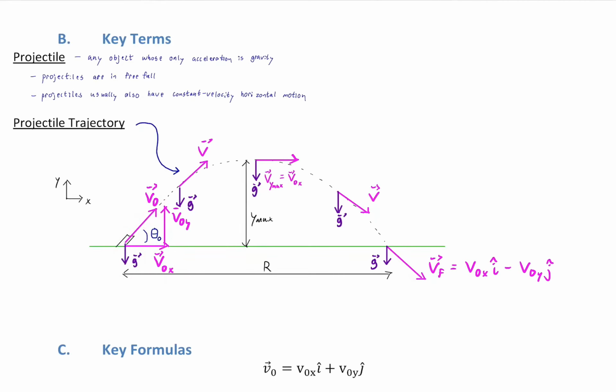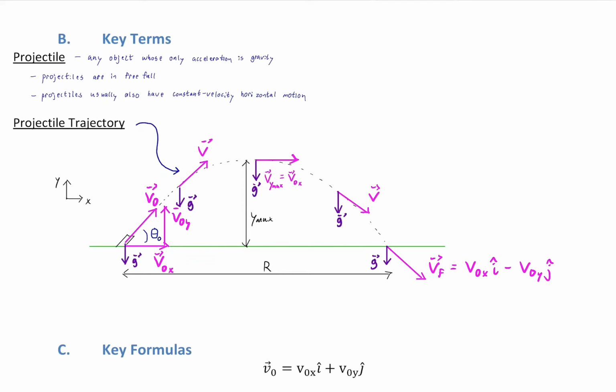And by the way, the subscript y max isn't saying that this is a vertical component of velocity. It's just saying this is the velocity at y max, at that particular location. Kind of a confusing subscript, I know, but I wanted to make that clear. And here you can see that vertical measurement of y max.